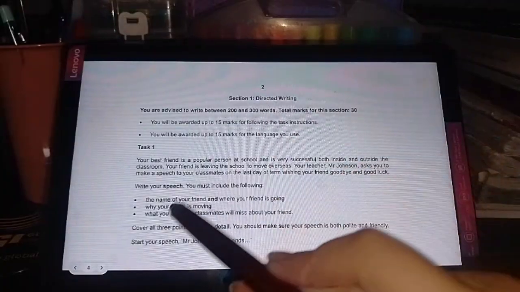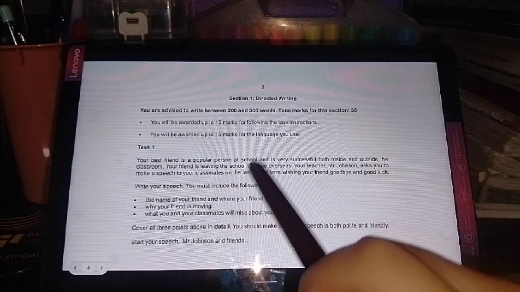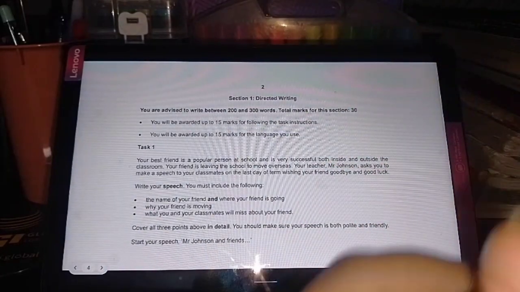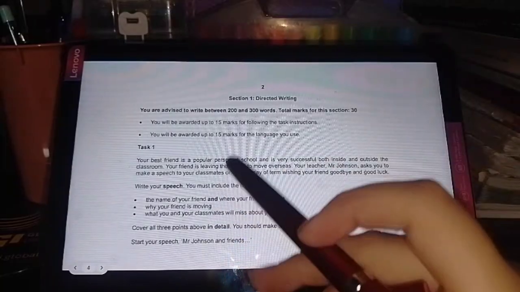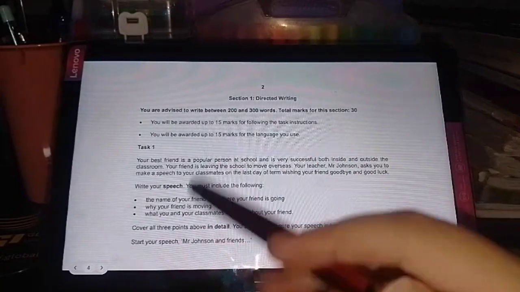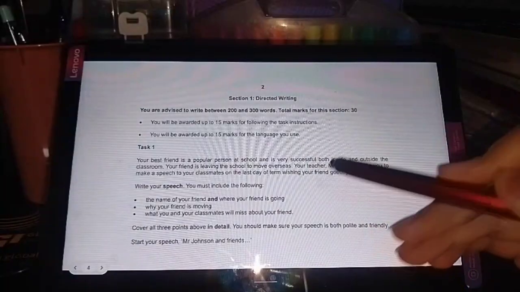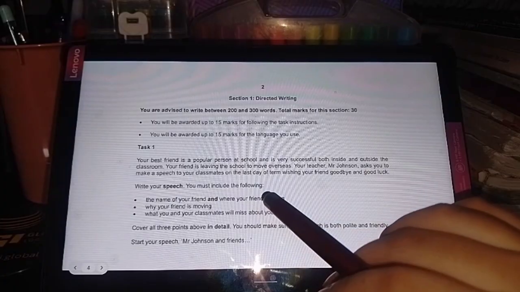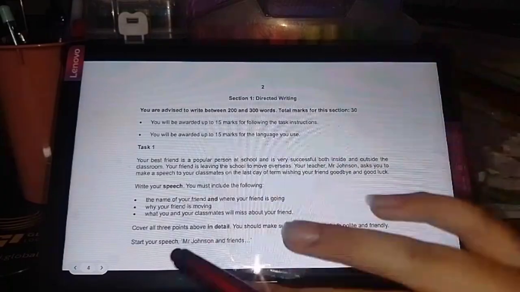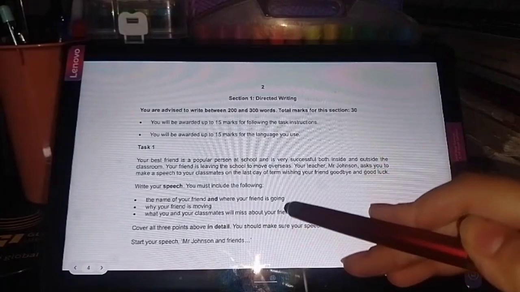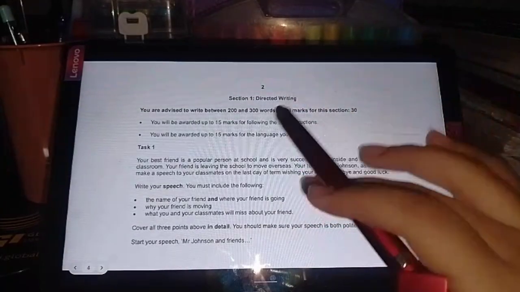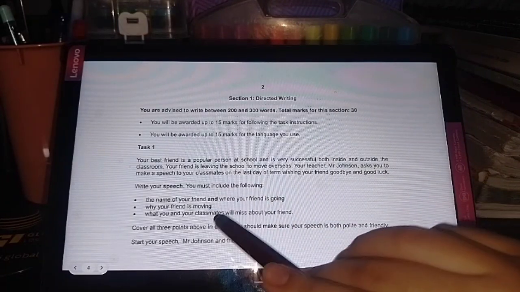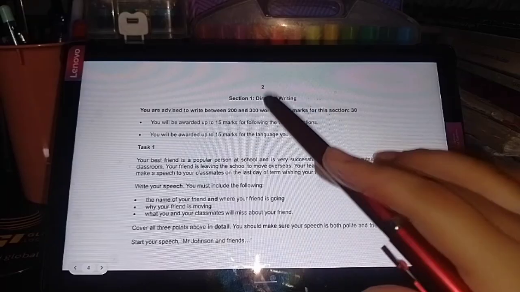Our task 1 is: your best friend is a popular person at school and is very successful both inside and outside. That means he's popular in the school and out of the classroom. Your friend is leaving the school to move on for their studies. Your teacher, Mr. Johnson, asks you to make a speech to your classmates on the last day of term, wishing your friend goodbye and good luck. Make sure you include all these 3 points provided by the examiner. Write your speech. You must include the following: the name of your friend and where your friend is going, and why your friend is moving, the reason. You have to write the reason, and the reason is the most important thing to write.